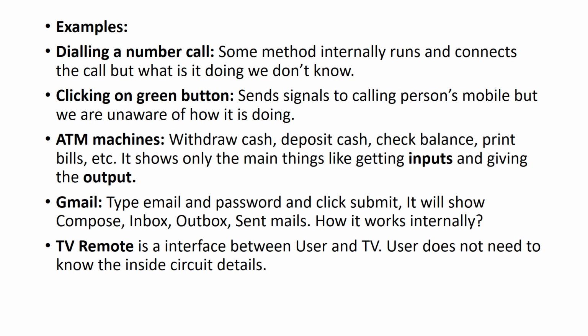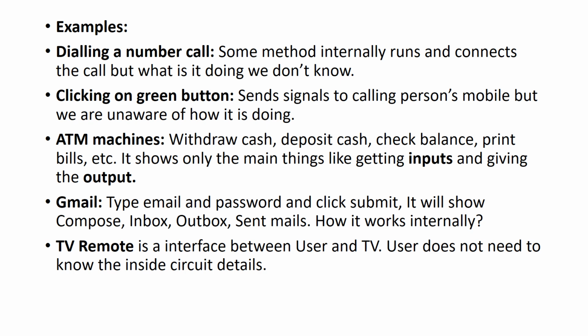Then some more examples of abstraction. Dialing a number for a call: some method internally runs and connects the call, but we don't know what is being done. Clicking the green button sends a signal to the called person's mobile, but we are unaware of how it is done. ATM machine: we do withdraw cash, deposit cash, check balance, print bills, etc. It shows only the main things like getting inputs and giving outputs. That means showing only important or most necessary things like inputs and outputs. Other detailed explanatory data is hidden. That is the abstraction part.